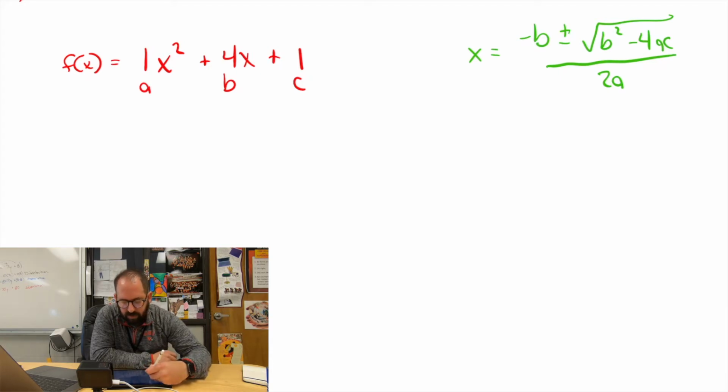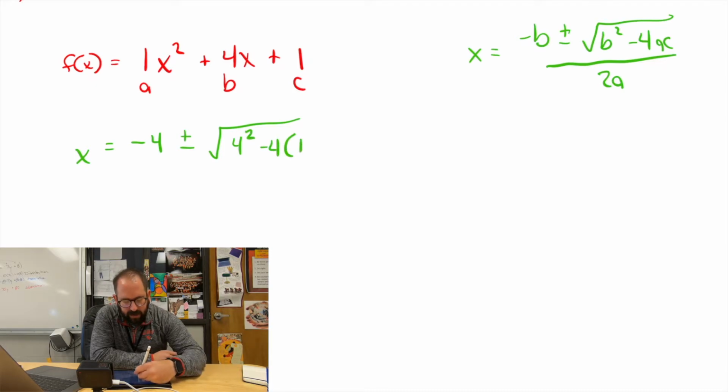So I have my b numbers. This is negative 4 plus or minus. Again, these are my x-intercepts. These are what I'm going for. So it's negative b plus or minus square root b squared, so 4 squared, minus 4 times a times c, and a and c are 1s, and then 2 times a on the bottom.